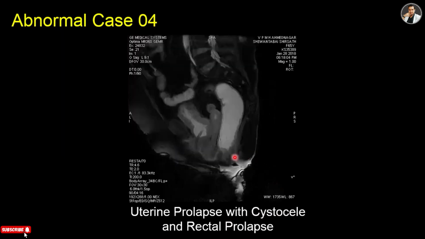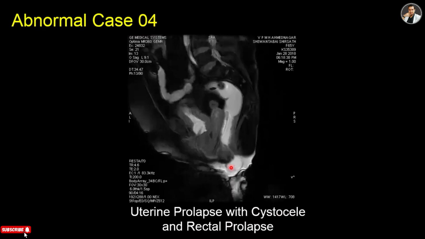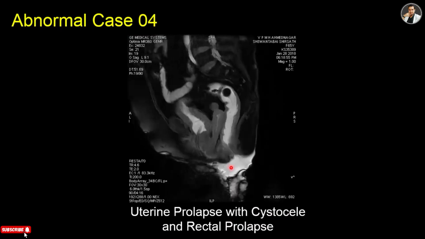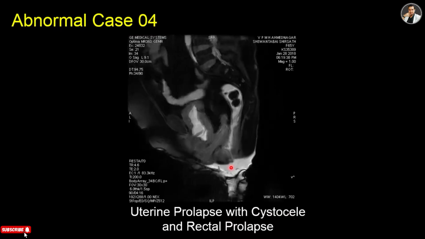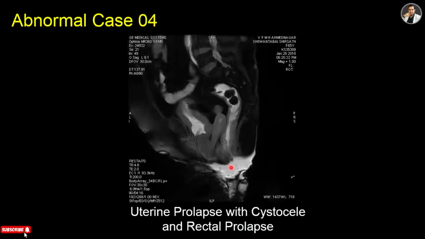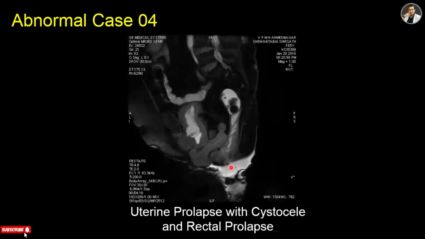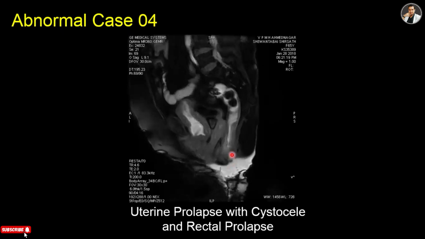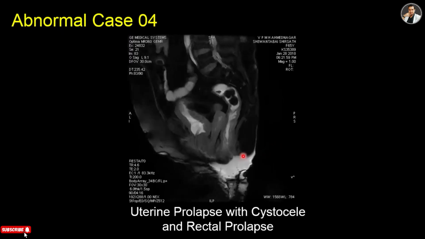So let's see this video of this uterine prolapse with cystocele and rectal prolapse. You can see that the bladder, uterus, and rectum all are prolapsed down. So this is a case of uterine prolapse with cystocele. Cystocele means the bladder prolapses down along with the rectum and the uterus. So this is a good case of defecogram.